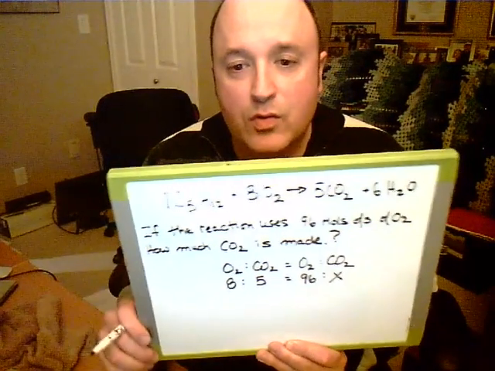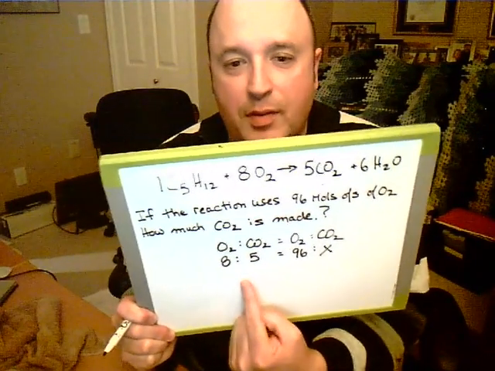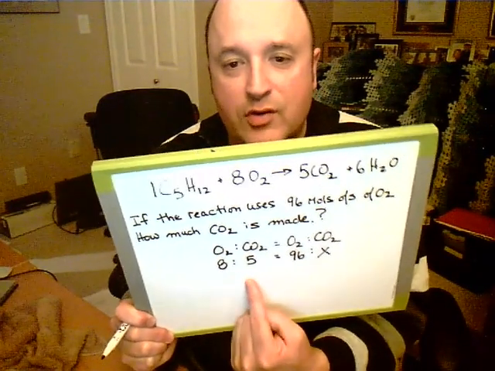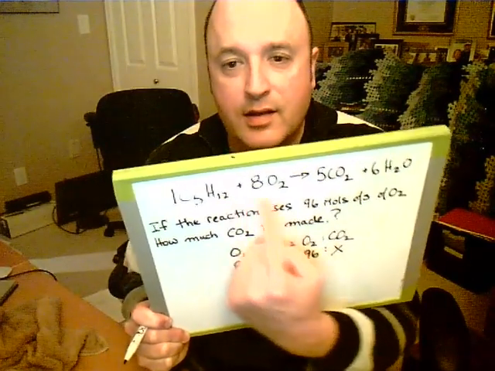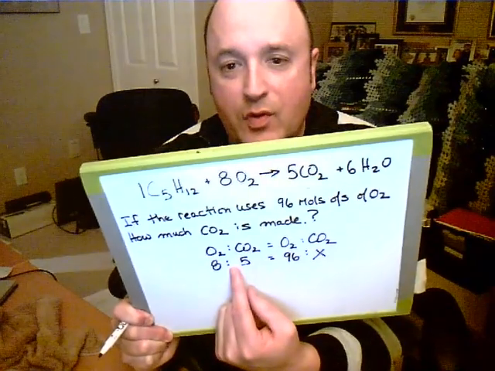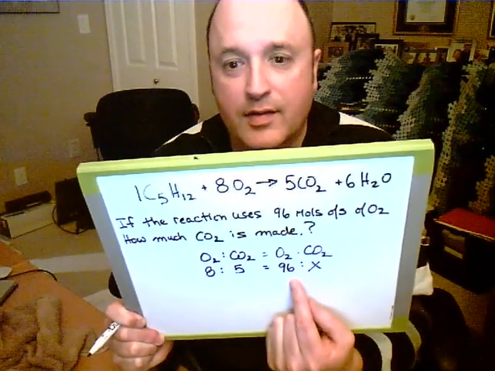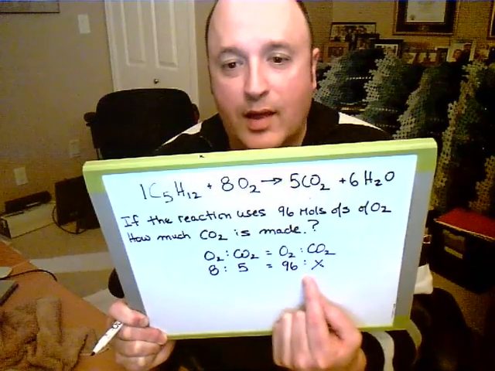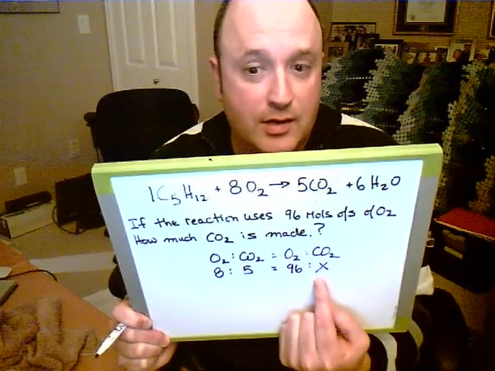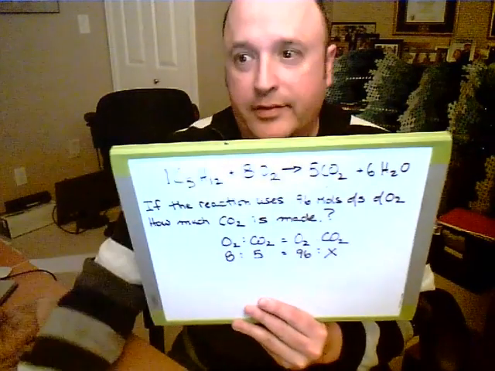Okay, so I filled in the numbers. The first side over here from the chemical equation up above, 8 O2 and 5 CO2, right? I get the 8 and then the 5 over there. That's where I get those from. And then from the question, I say, well, if I've used 96 moles, then how much CO2 will I produce after the reaction is done? So there's the ratio equation, and now I solve it.